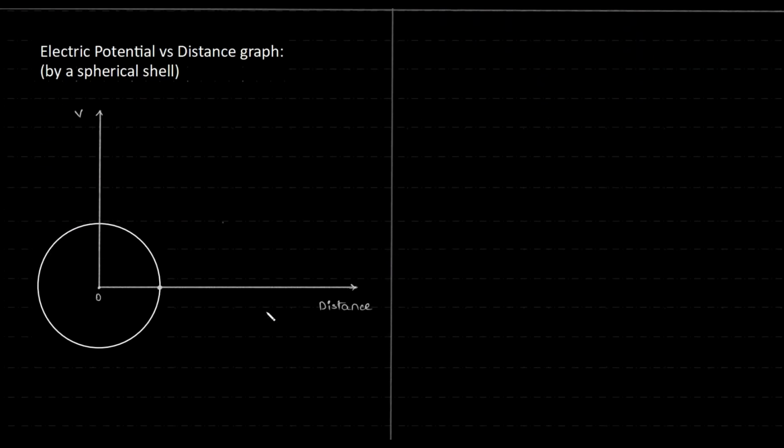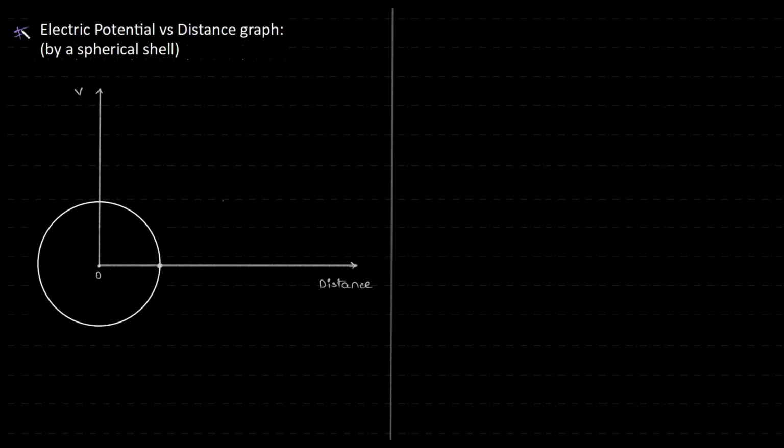And finally, let's have a look at the graph. So this is the sphere. Again, this is not part of the graph per se, just to show that this is of radius R. This is the distance, and that's your electrical potential. So this is the potential versus distance graph. All of this distance is your R.